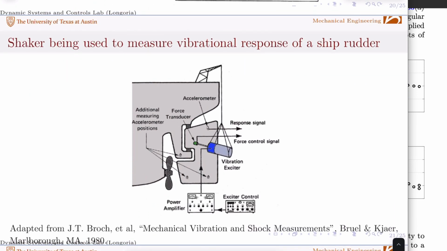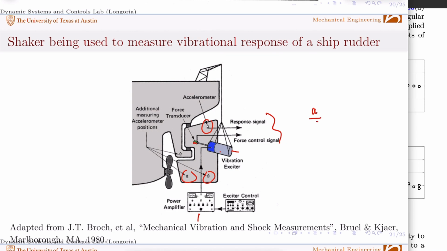Here's another neat example from that same book on vibration and shock measurements. You might hang a big shaker and pound away at this rudder, and then you might have accelerometers at different points where you're measuring the response relative to where that force input is. Again, you're putting in the power to get actuation, and you have a bunch of force measurements. And again, you can look at frequency response between, say, the acceleration and the force, and you get transfer functions for each of those relationships at different points in order to study the response. So again, a very common way to use frequency response functions.